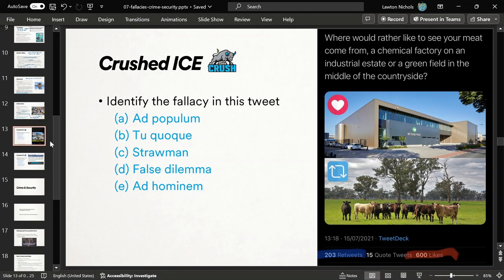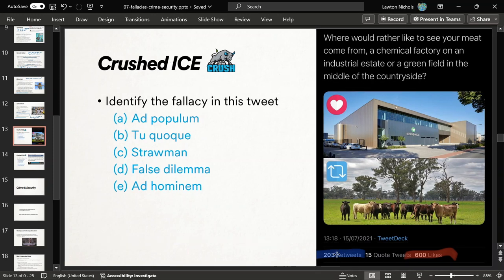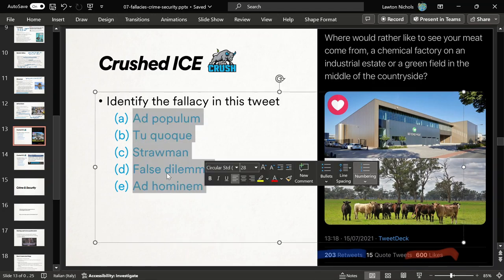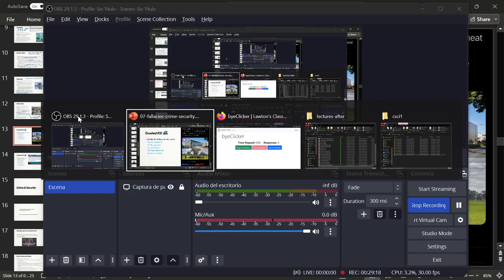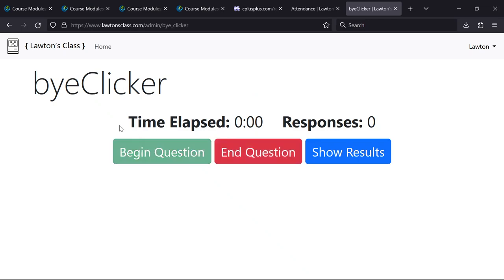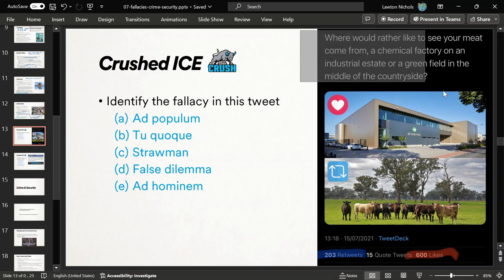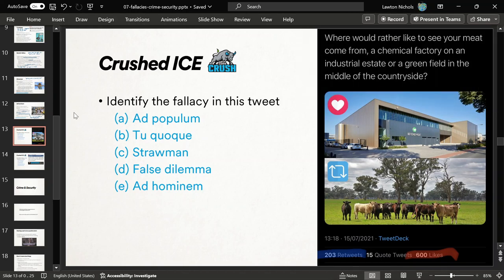Here is a tweet that I stole from somewhere. I guess I stole it from Twitter once upon a time, but maybe I stole somebody else's screenshot, because I didn't make those highlights. I found it somewhere. But there is a fallacy in this tweet. Which of these is it? Have I started the question? Let me make sure. Begin. Okay. So take a couple minutes to think about this one. There is a fallacy in this tweet, these words up here. Which one is it? See if you can remember.